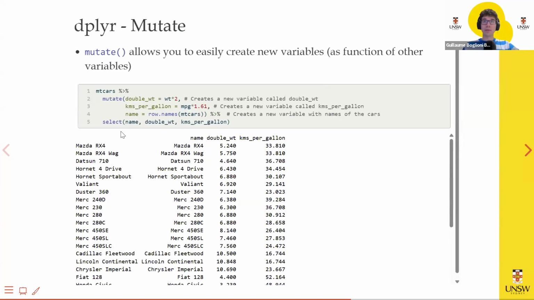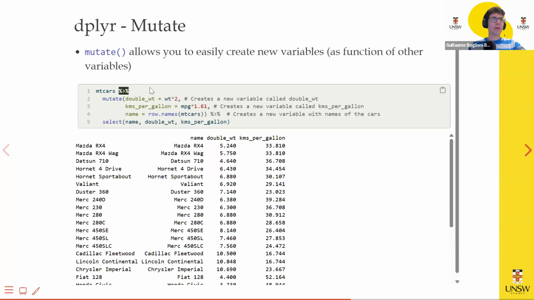Now we get to mutate. So that's the next function to cover in dplyr, the fourth one. Remember, we have 6. So mutate easily allows you to create new variables. So very common that you have a data set, you're doing some statistical analysis, you want to create a new variable based on existing variables. Very easy to do that with mutate. Just a few simple examples here.